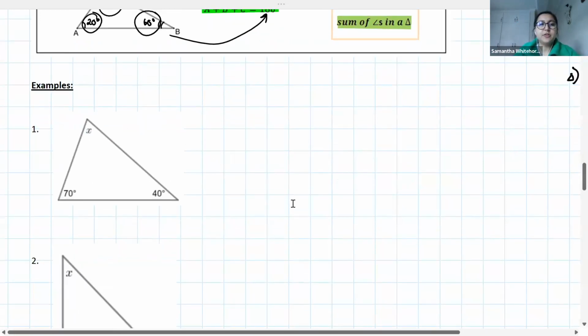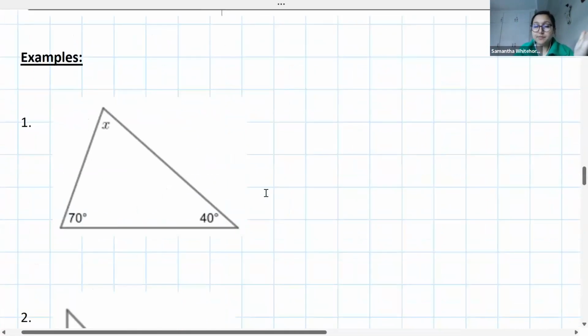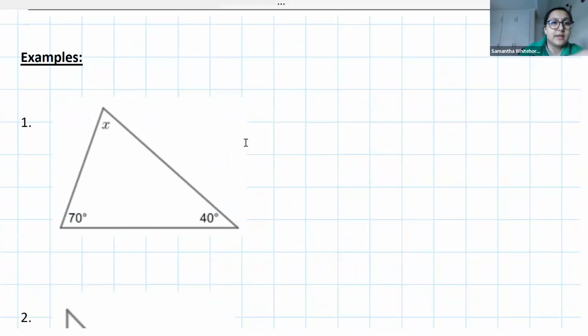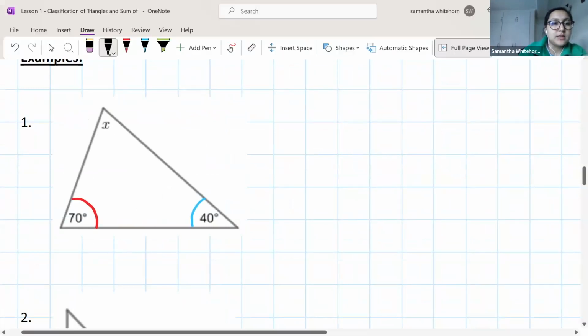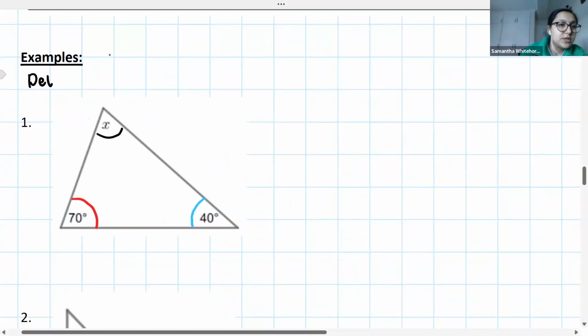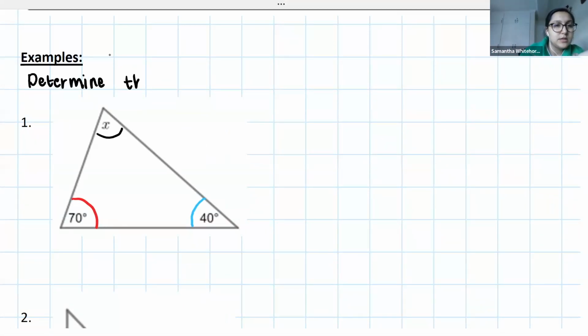Right, so guys, here's our first example. We've got a triangle. We have got 2 of our 3 angles. So we have been told that the angle bottom left is 70 degrees. We've been told angle bottom right is 40 degrees. And what we want to determine is x. So again, I never like to put instructions apparently. Determine the size of the angles marked with a lowercase letter.